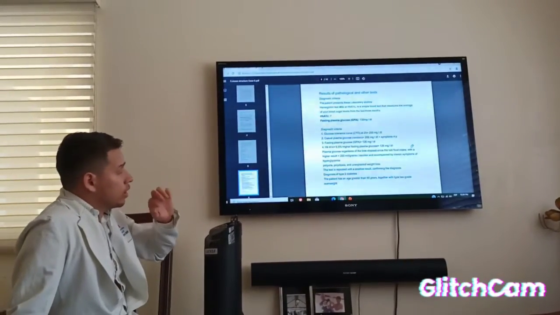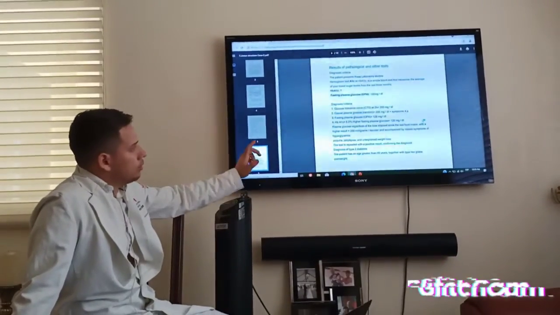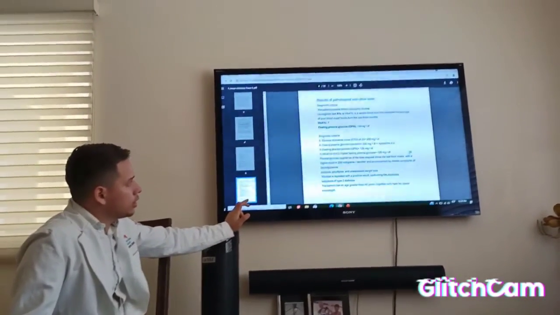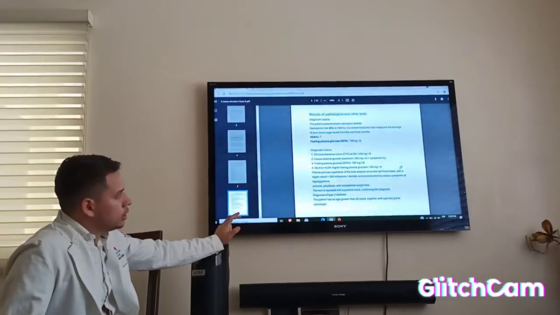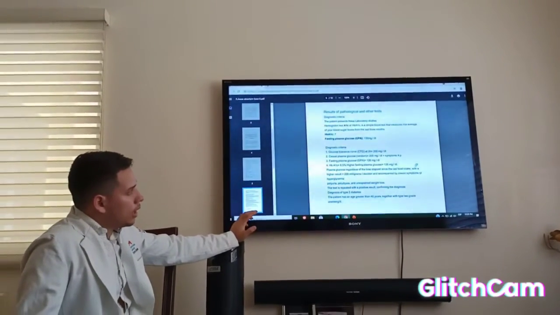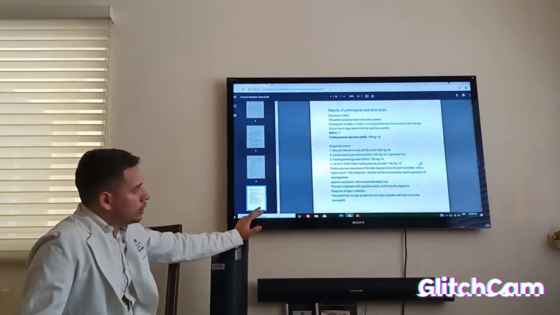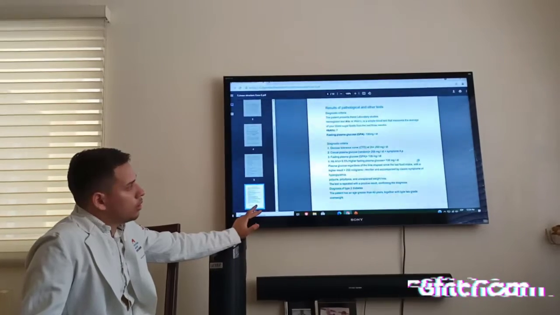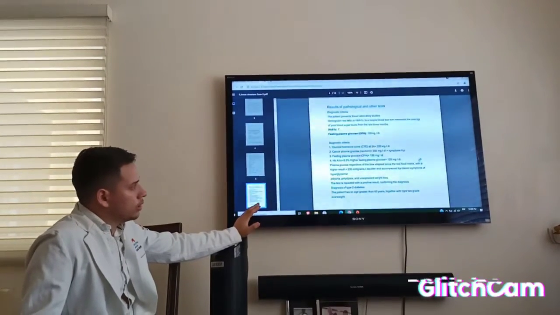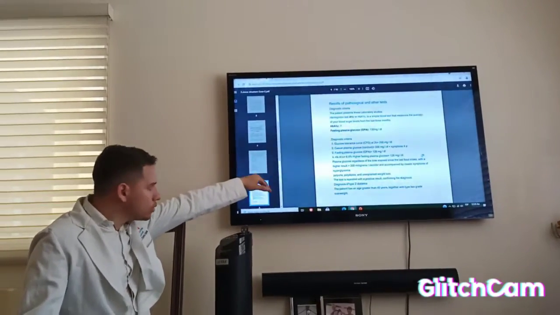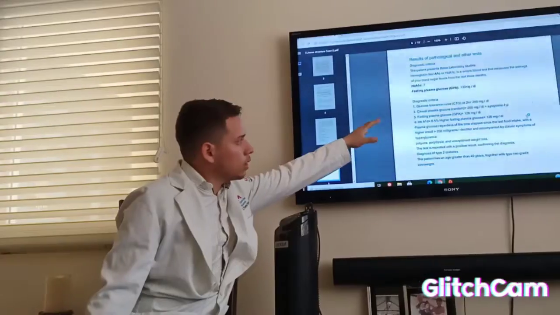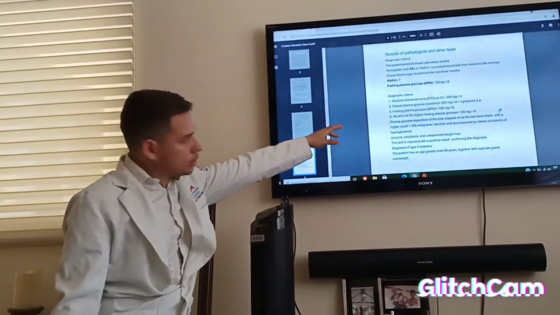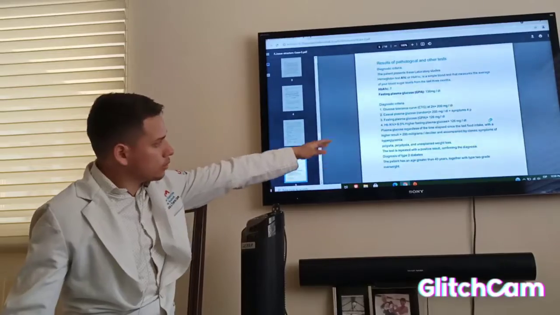Diagnostic criteria. Glucose tolerance curve, OGTT, at 2 hours, 200 milligrams per deciliter, and the rest of the results.